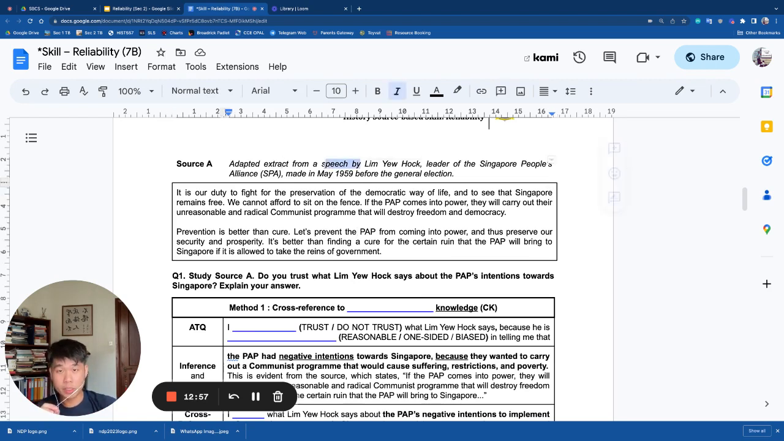Adapted extract from a speech by Lim Yew Hock, leader of the Singapore People's Alliance. So Lim Yew Hock, you can put in some knowledge. He's actually currently the chief minister. He's the one that succeeded in the second Merdeka talks. He was the leader of the Labour Front. In other words, he's actually a powerful force. If you had no contextual knowledge of this time, you would think that he's the incumbent, meaning the current leader of Singapore. He stands a big chance of winning the election, right?